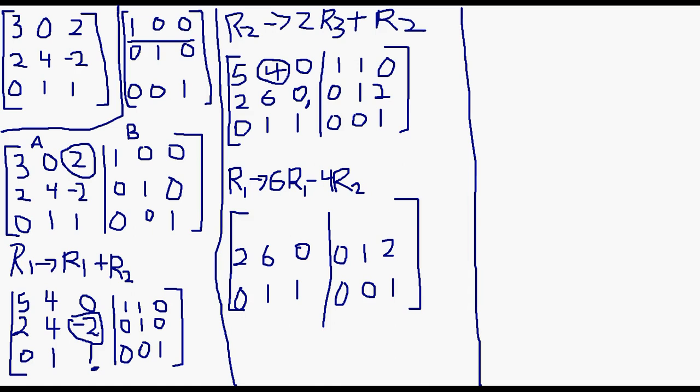So you are telling me 6 row 1 minus 4 row 2. So let's do it. 6 times 5 is what?